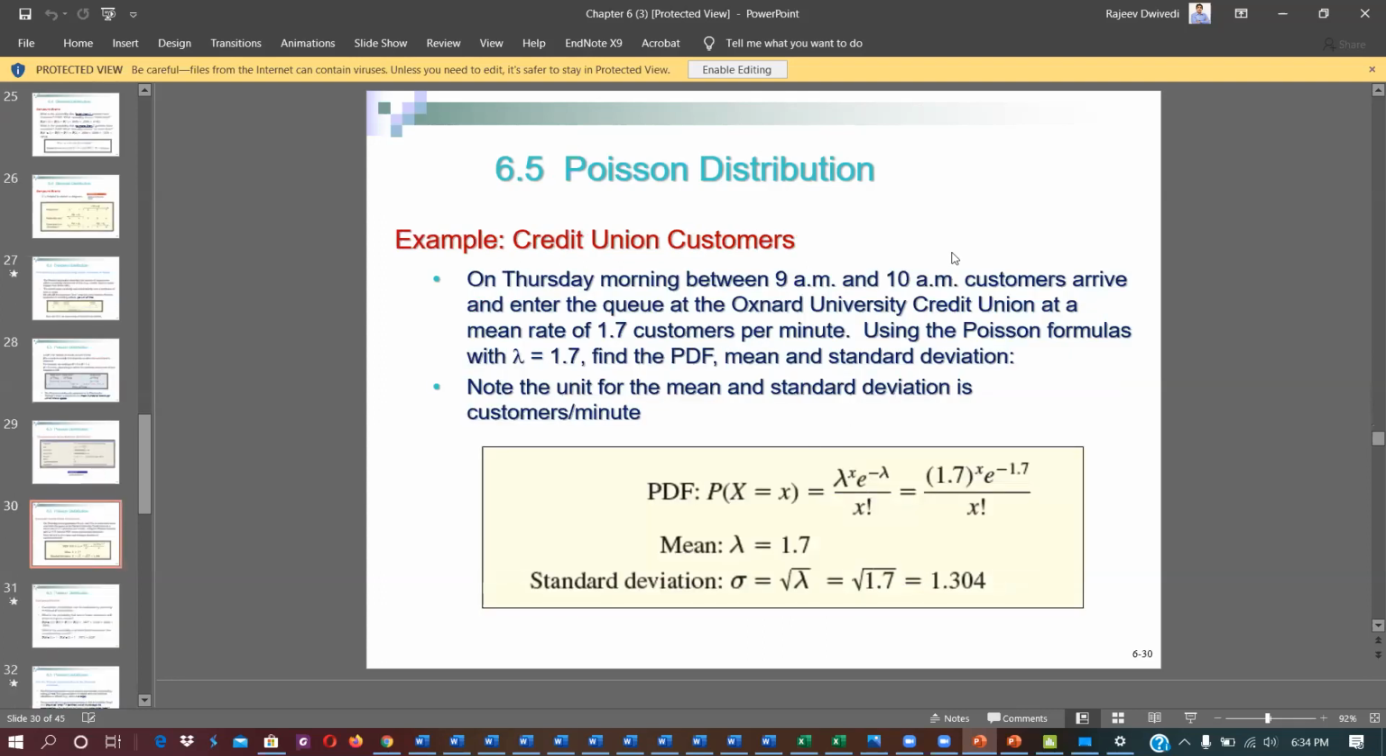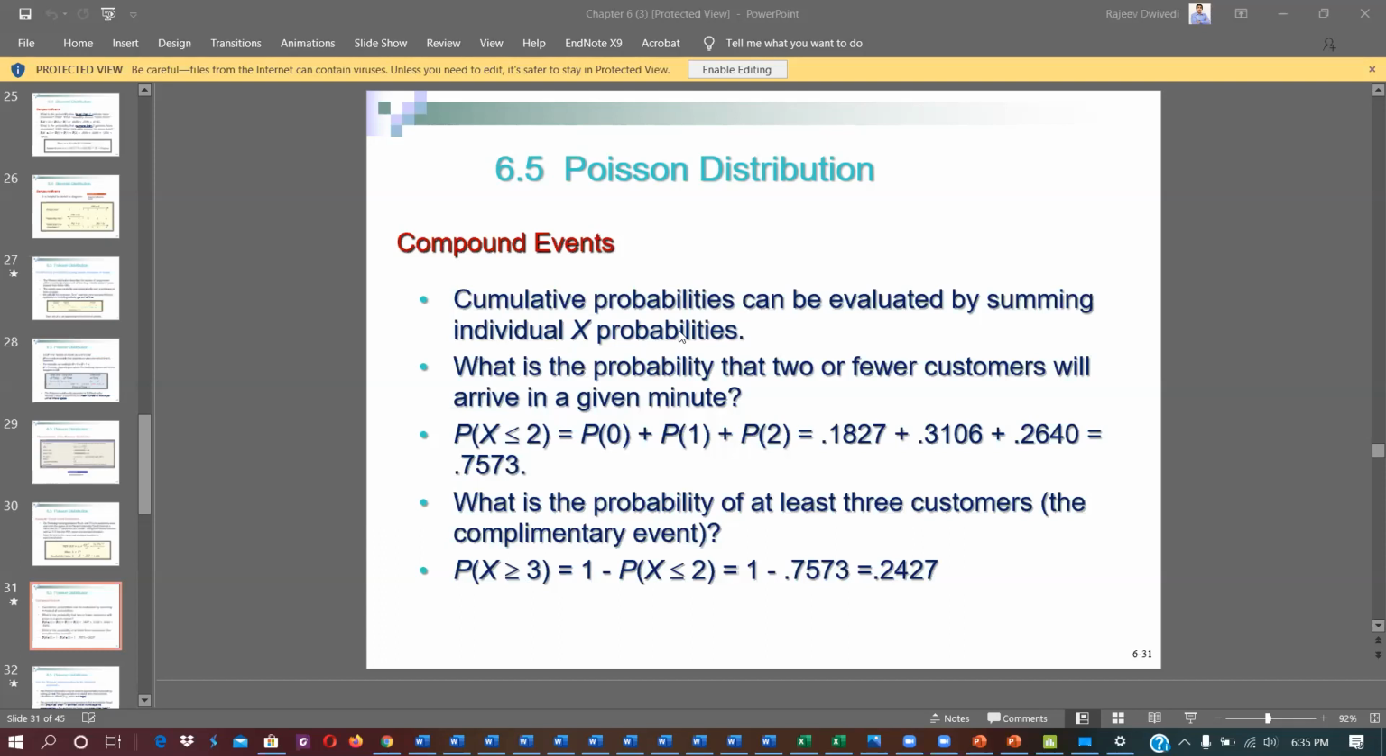Here you can see the question. On a particular morning between 9 a.m. to 10 a.m., customers arrive and enter the queue at University Credit Union at a mean rate of 1.7 customers per minute, using Poisson formulas. So lambda is 1.7 per minute. And here, what is the probability that two or fewer customers will arrive in a given minute? So it is asking for 2 or less than 2. Again, this is a compound event probability because it is not asking for a particular event, it is asking for a compound one.